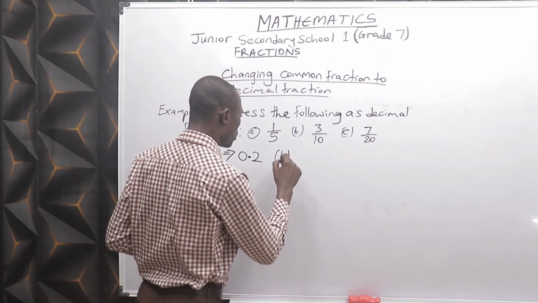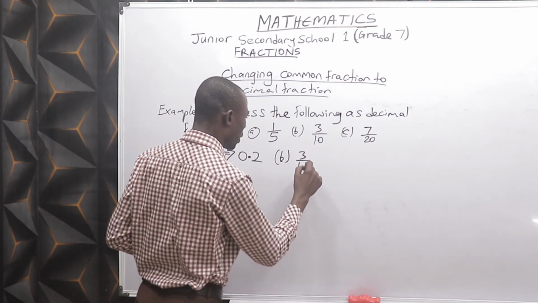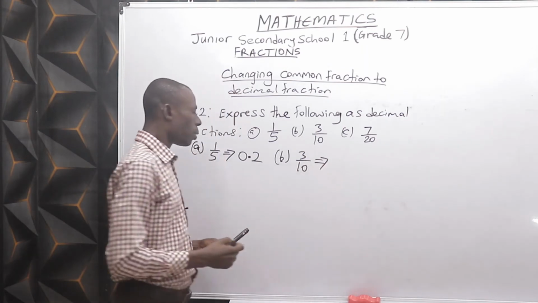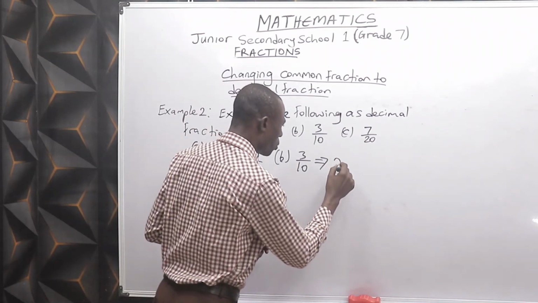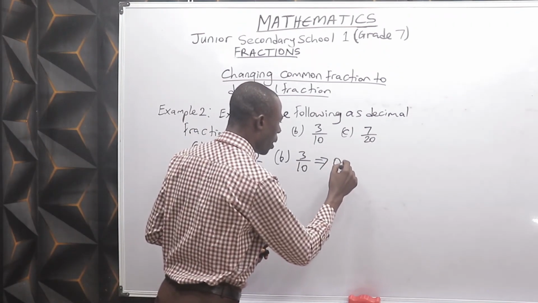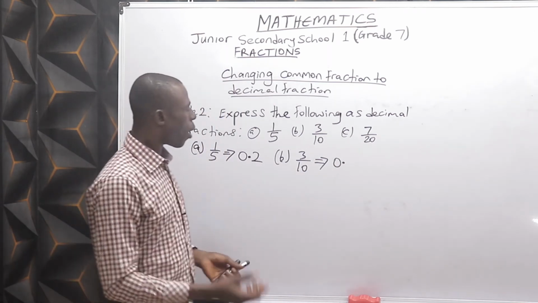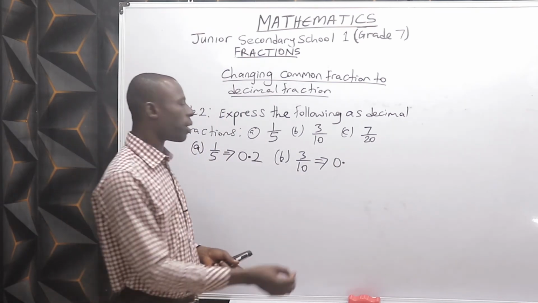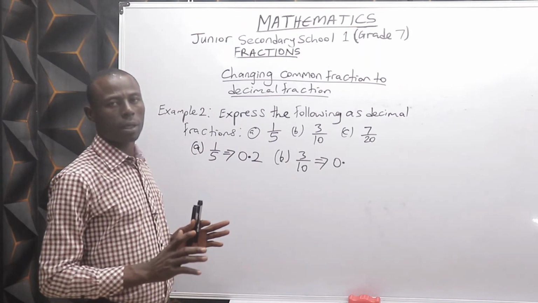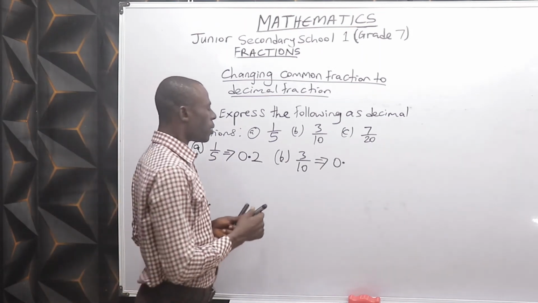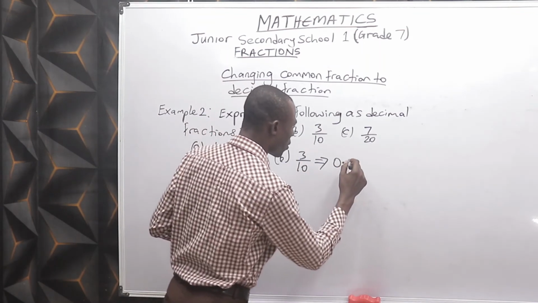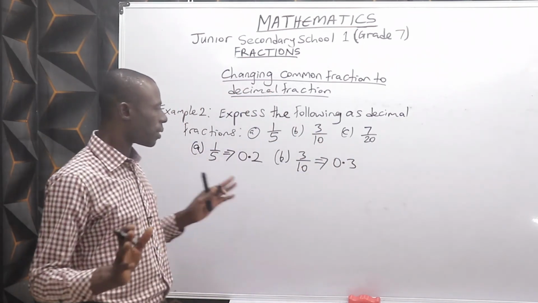Question B, that is 3 over 10. That will be 10 and 3 is not possible. You put 0 and point. Now put imaginary 0 at the back of 3, making it to become 30 imaginarily. Divide 30 by 10, that is 3, and that ends it.